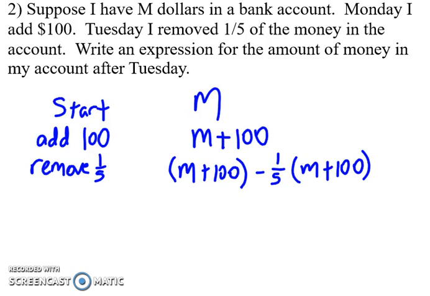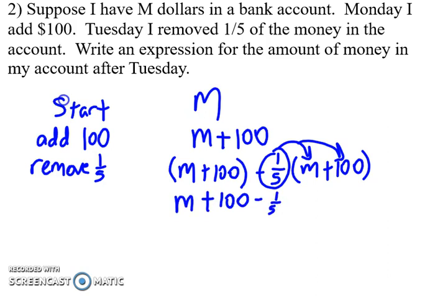Now, we can work on simplifying this down. So, I'm going to distribute this negative one fifth to both terms. So now I have 1M plus 100 minus 1/5 M minus, well, a fifth of 100 is 20. So if I combine my like terms, I have 4/5 of my money, and then 100 minus 20 gives me 80.